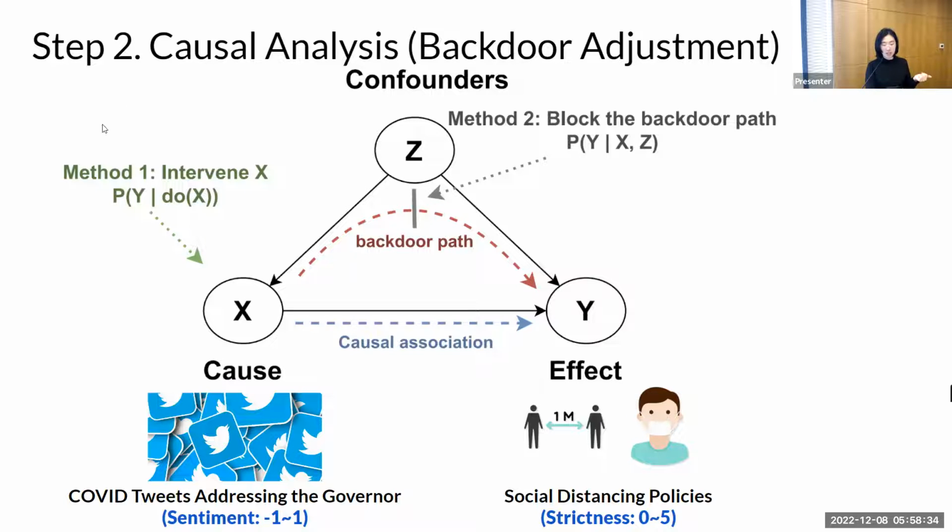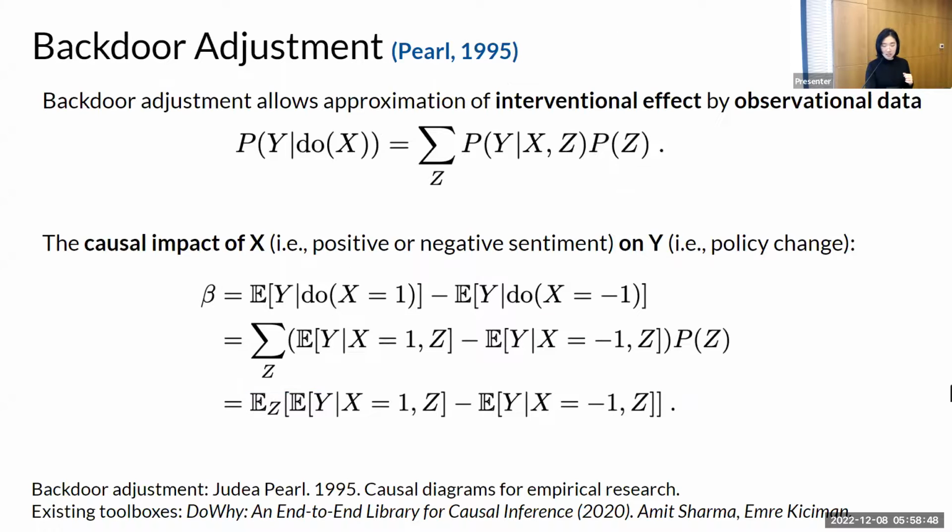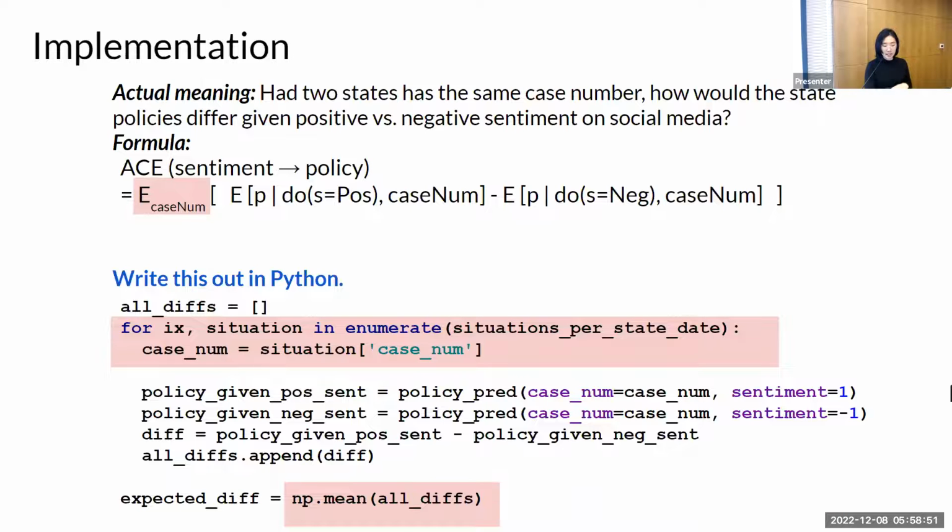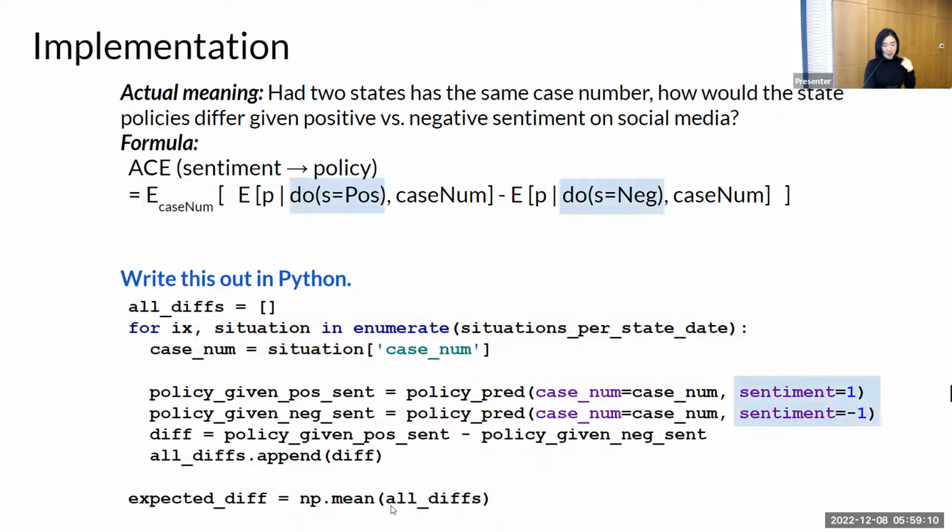As we have mentioned, we don't have the ability to directly do an intervention. So we block the backdoor path. In any three variable case like this, blocking Z satisfies the backdoor criterion. So we apply this statistical estimate and implement it in Python. A pseudocode of this would be to iterate over every data point you have, record the case number, change the sentiment from positive to negative, and see the difference in the policy. So this is a rough implementation pseudocode.